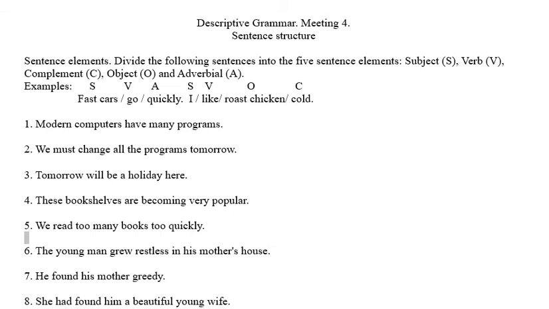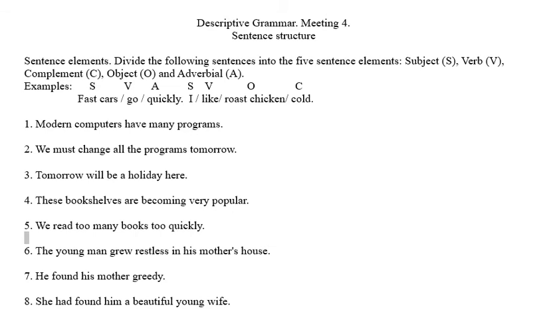Okay. So hopefully you've already looked at these, and I think that most of them are quite easy if you understand the difference between objects and complements. If you don't, then you might have problems. So sentence number 1, modern computers have many programs. Now the important thing to understand, of course, is that each individual part of the sentence can be more than one word. So modern computers, all of that is the subject. Okay. Modern computers. Modern is not a complement just because it's describing computers, because it's part of the subject. Modern computers, that's the subject.